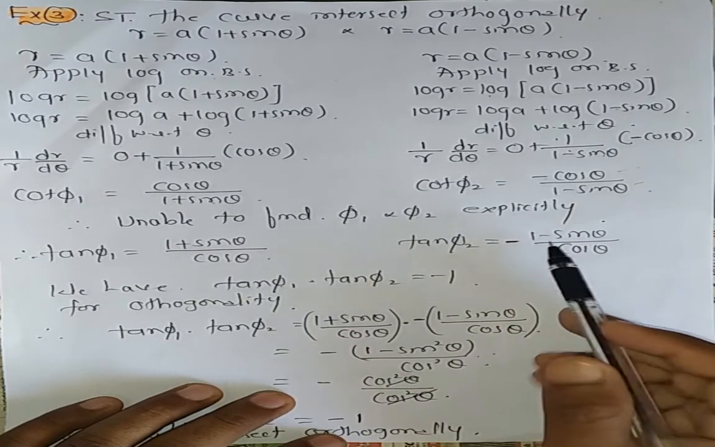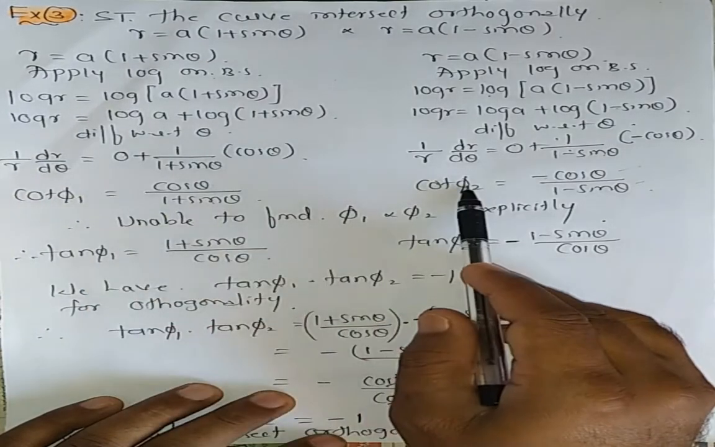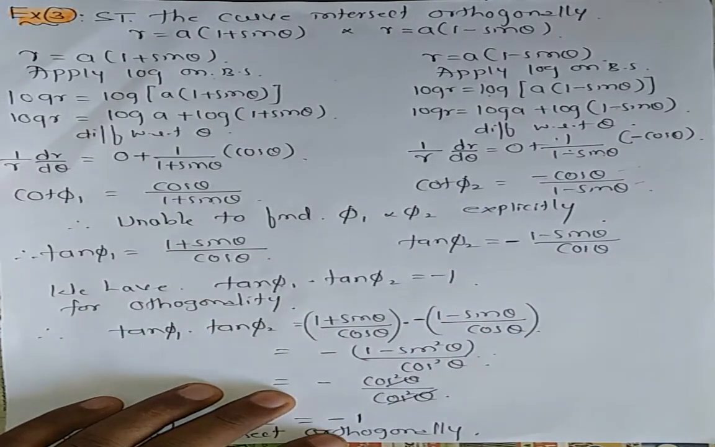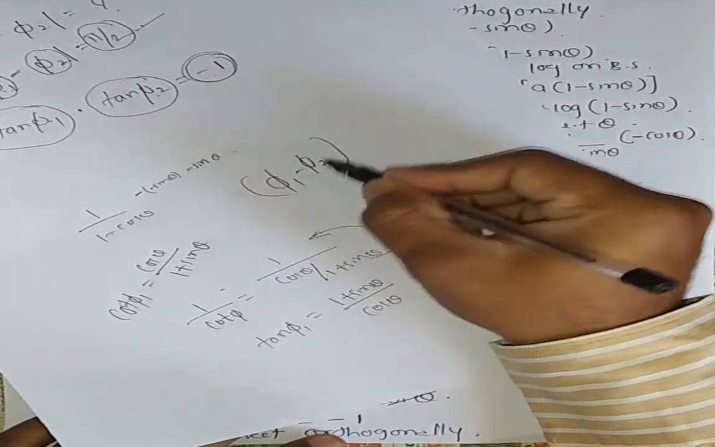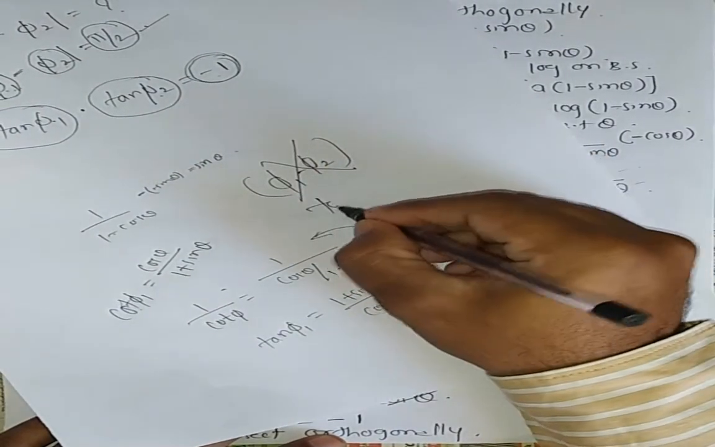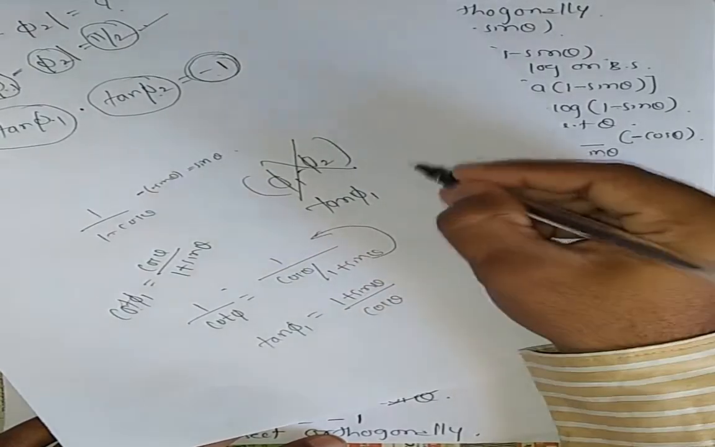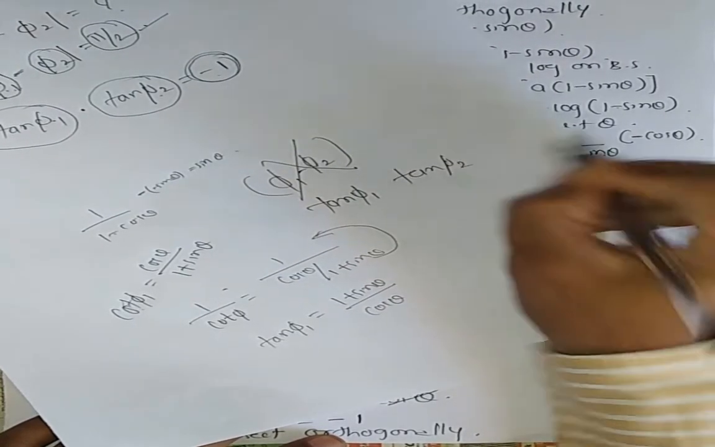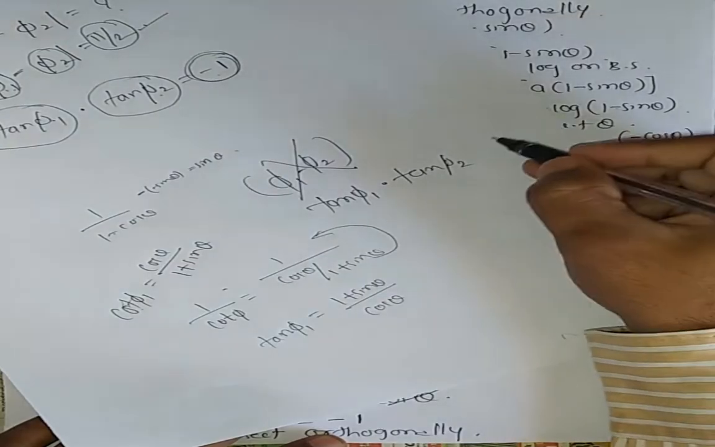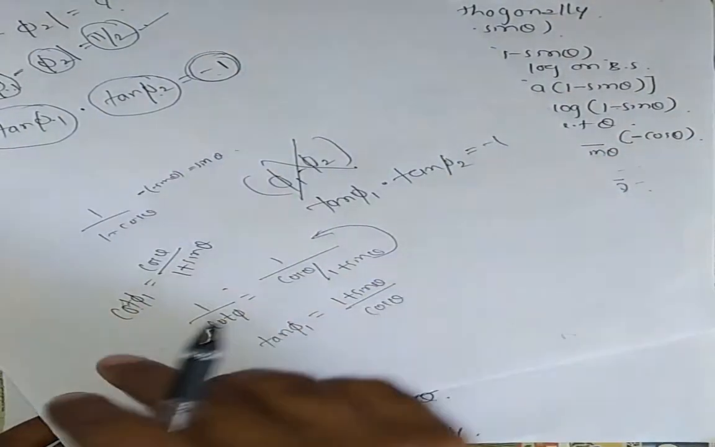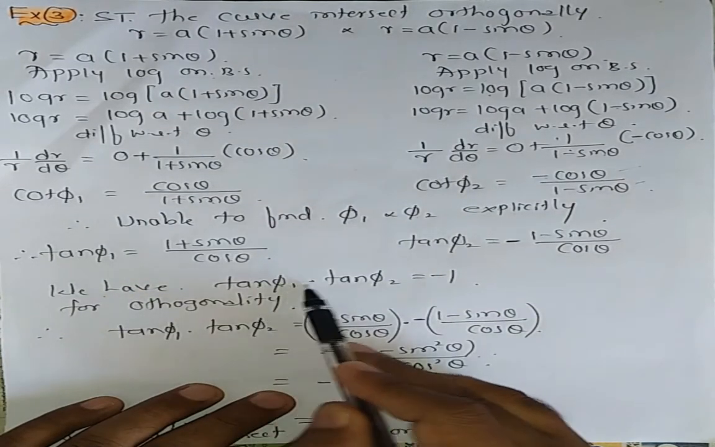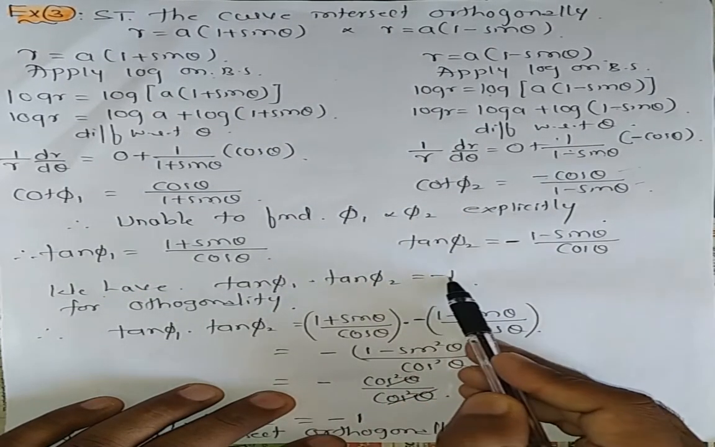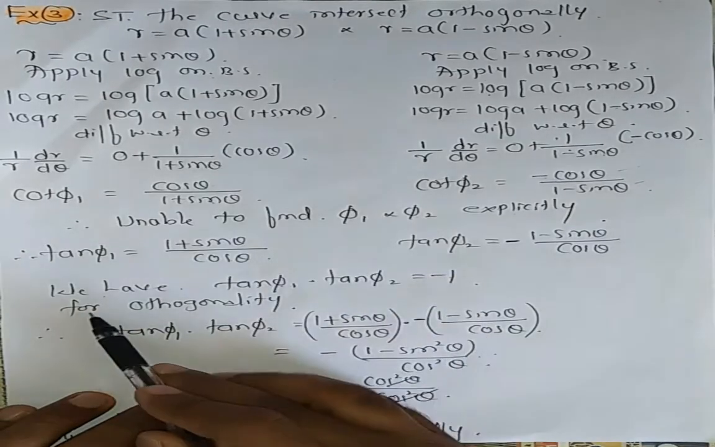Okay, so we are unable to find phi 1 and phi 2, so the formula phi 1 minus phi 2 you cannot take. So you have converted in terms of tan phi 1 and you have converted in terms of tan phi 2. So if you multiply, the answer should be minus 1. Let us check this one, multiplying these two. So we have tan phi 1 into tan phi 2 is equal to minus 1. This is the condition for orthogonality.